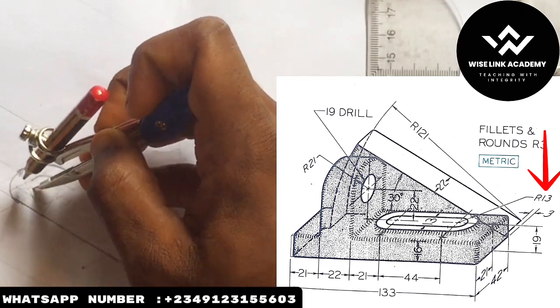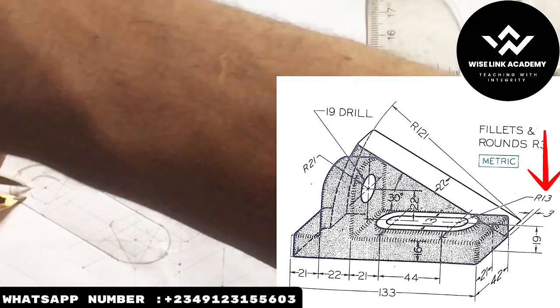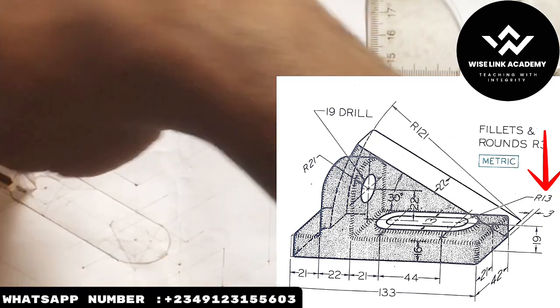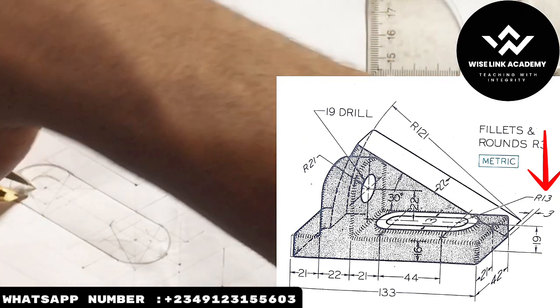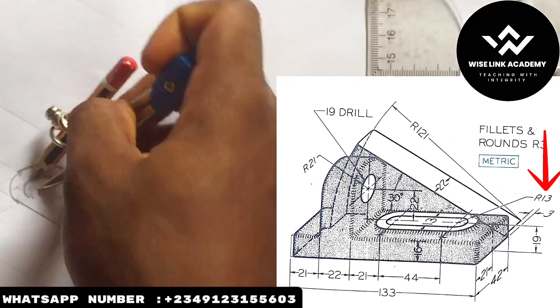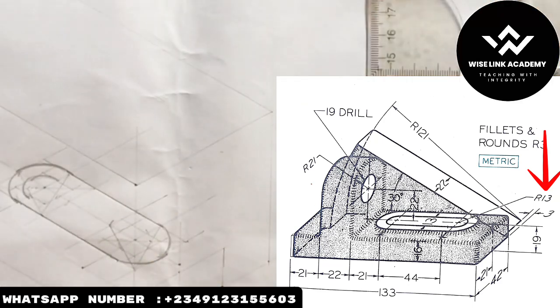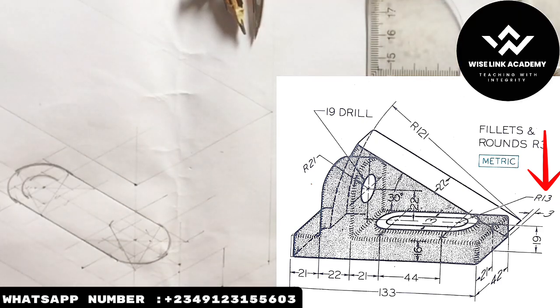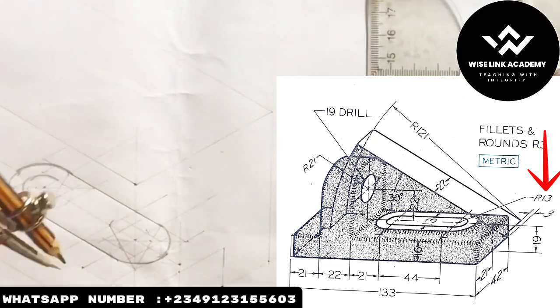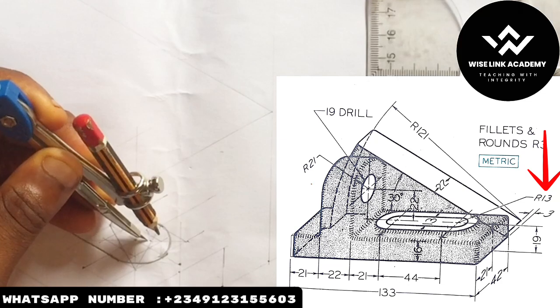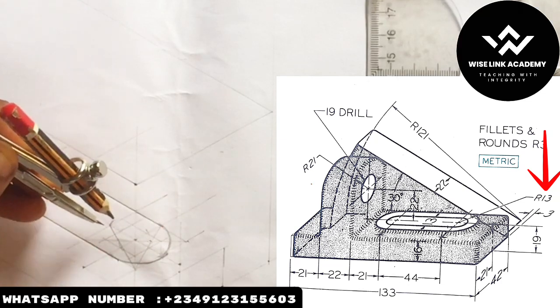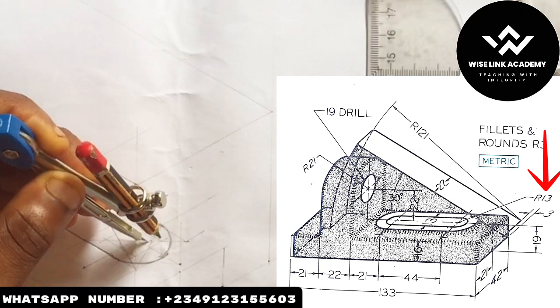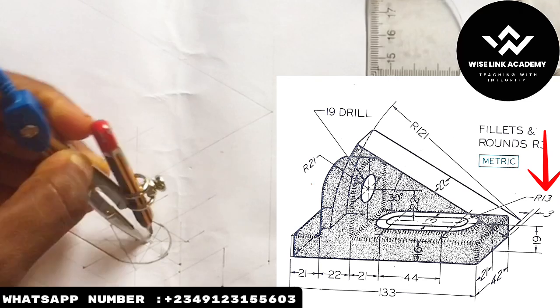I'll take my French compass here to this point. I'll join this to this. So join this to this. So this one refers to the concept of ordinate method of construction of circle, right? Similarly, I'll take my compass to this point here too, right? To this point, I will join this to this.